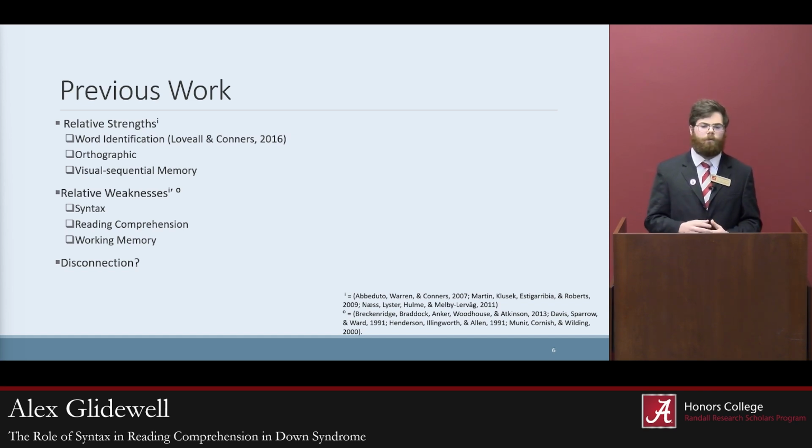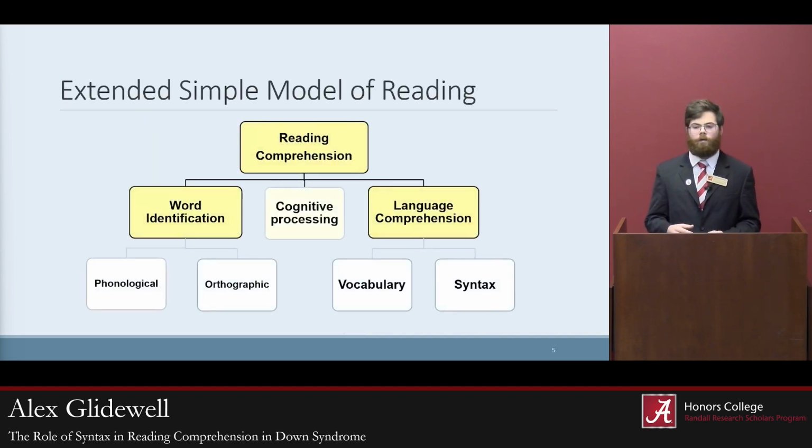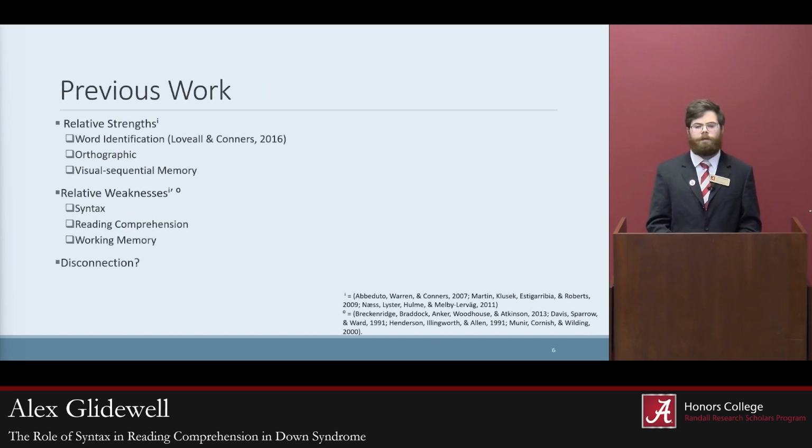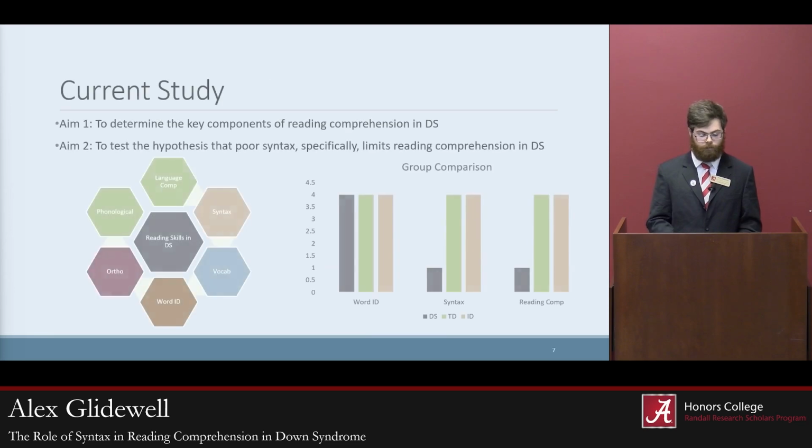However, there are some relative weaknesses. Syntax is a major mediator that has been found to be a deficit in reading comprehension, as well as reading comprehension as a whole, this overarching skill. And working memory has also been found to be a weakness in this regard. So what we found is a major disconnection. Looking back at the extended model, we see that vocabulary and word identification ability is relatively strong in these individuals, but syntax and reading comprehension as a whole are relative weaknesses. So we want to explore this disconnection, and that's where we come to the current study.